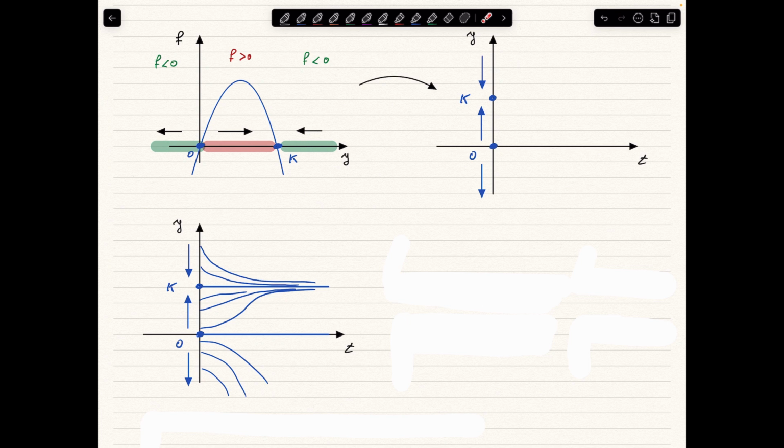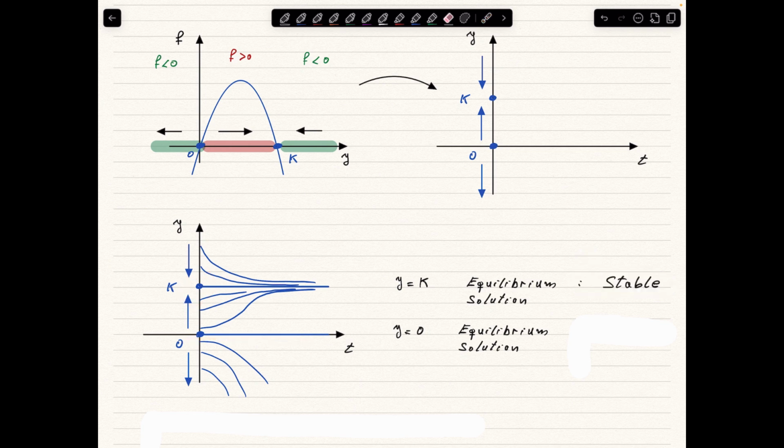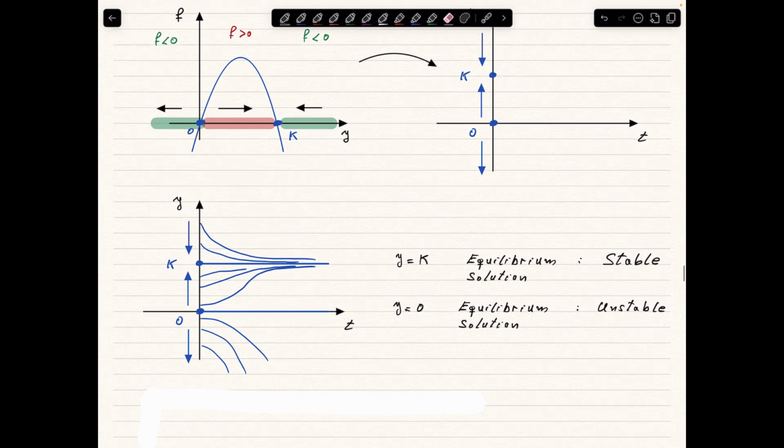The solutions here, y equal k, y equal 0, recall they are called equilibrium solutions. And now that we have all the other solutions nearby, and the solutions bunch up around k, and they go away from the solution 0, we say that the solution k is a stable equilibrium, the solution 0 is an unstable equilibrium. To construct this graph, we have used, of course, the information from the slope fields that say solutions do not cross.